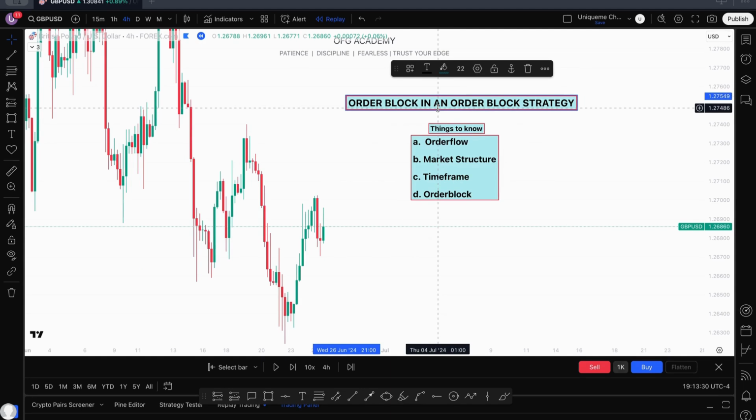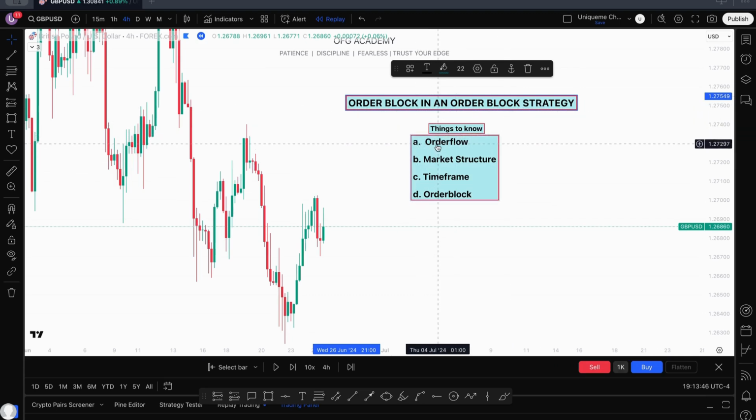So today's topic is the order block in an order block strategy. Now, this strategy involves you entering an order block for your entry, and your order block for your buyers. Now, things that you look out for.